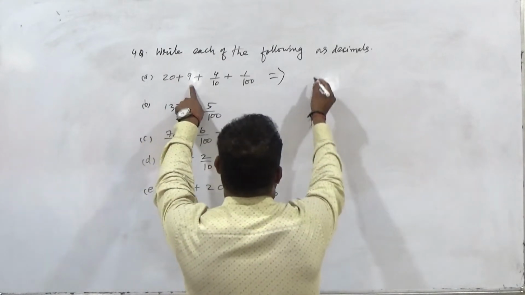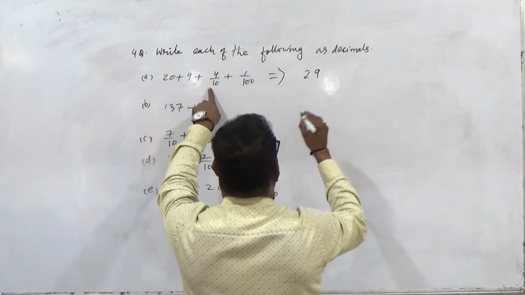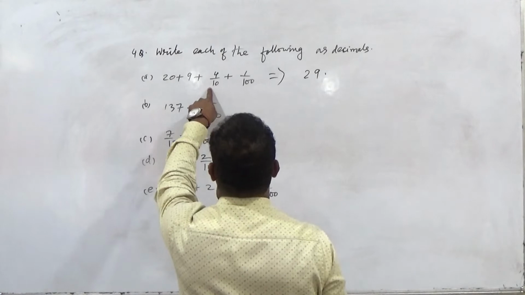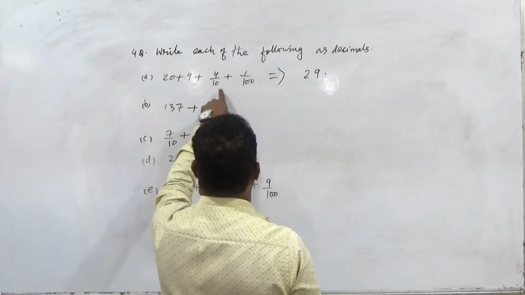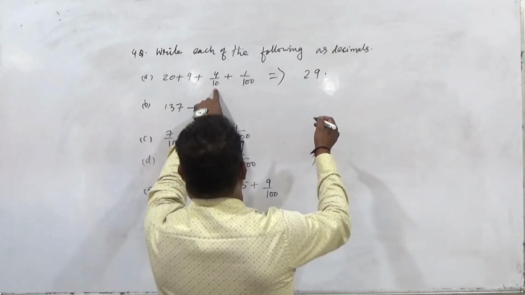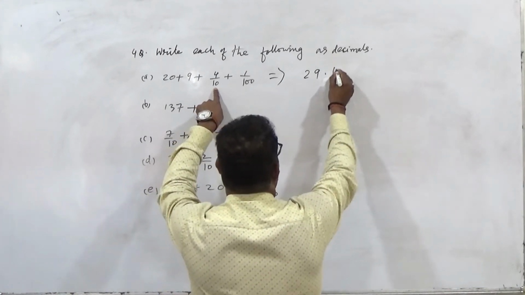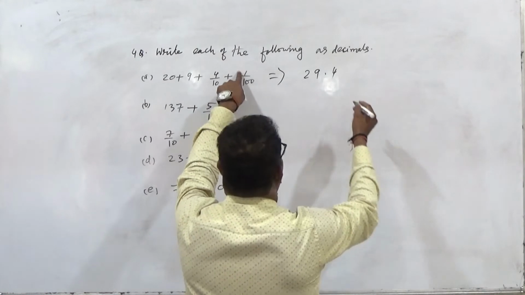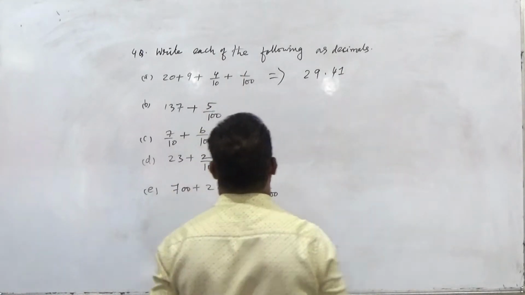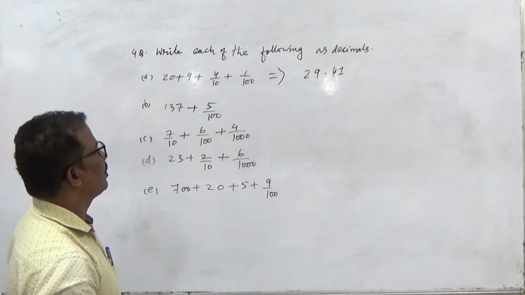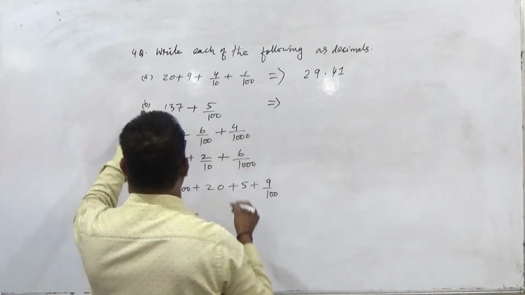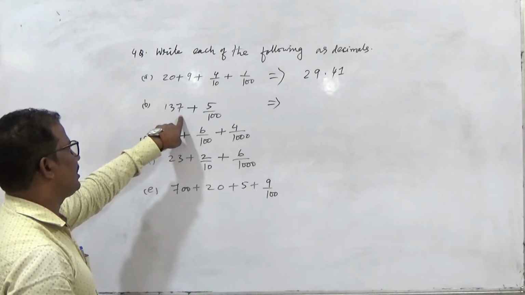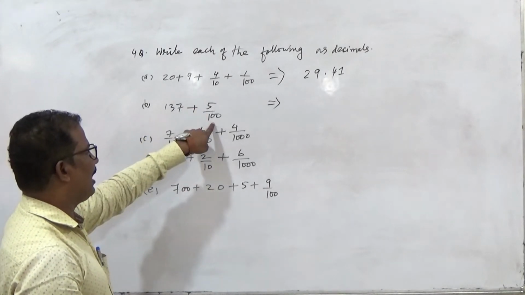20 plus 9, it is 29. Then the decimal place starts after the ones place. Then in tenths, how much is there? 4. Then hundredths, how much is there? 1. So after the decimal point, first place is tenths. In the tenths, it is 4. And then hundredths, it is 1. So the decimal number for this given expanded form is 29.41. Similarly, for question number B, it is 137 plus 5 hundredths.